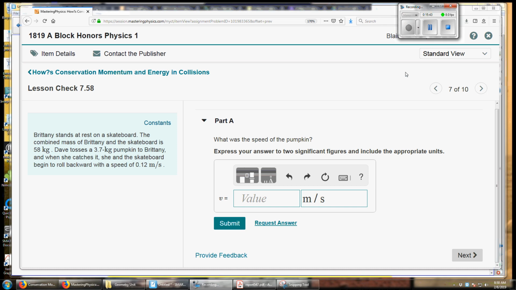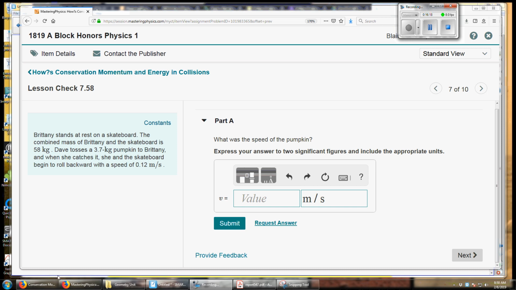Alright, on to number 7. We have Brittany standing on a skateboard, and I'm going to assume the skateboard is up. They're saying, hey, she's frictionless, basically. And she catches this pumpkin, and she begins to roll backwards. So, well, this is a perfectly inelastic collision, right? Because we've got 2 bodies before, they combine to be a single body afterwards.